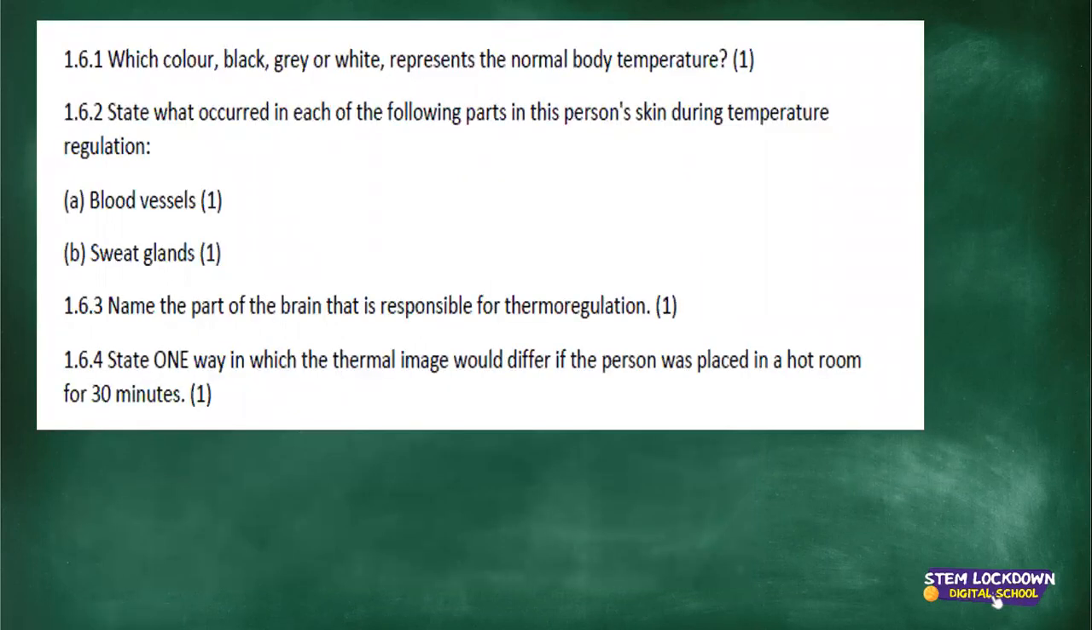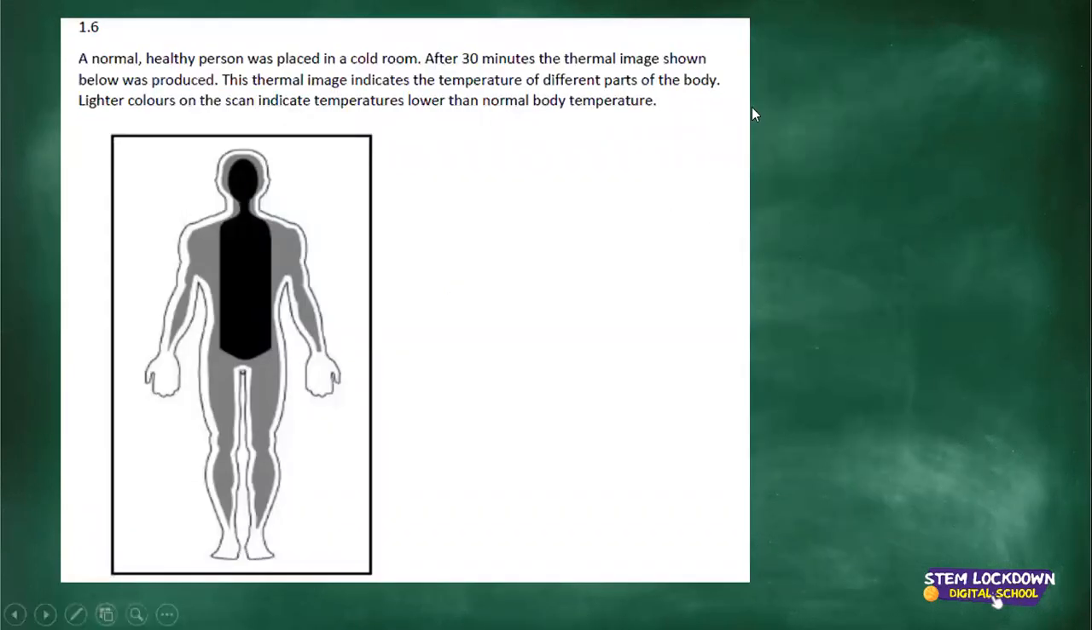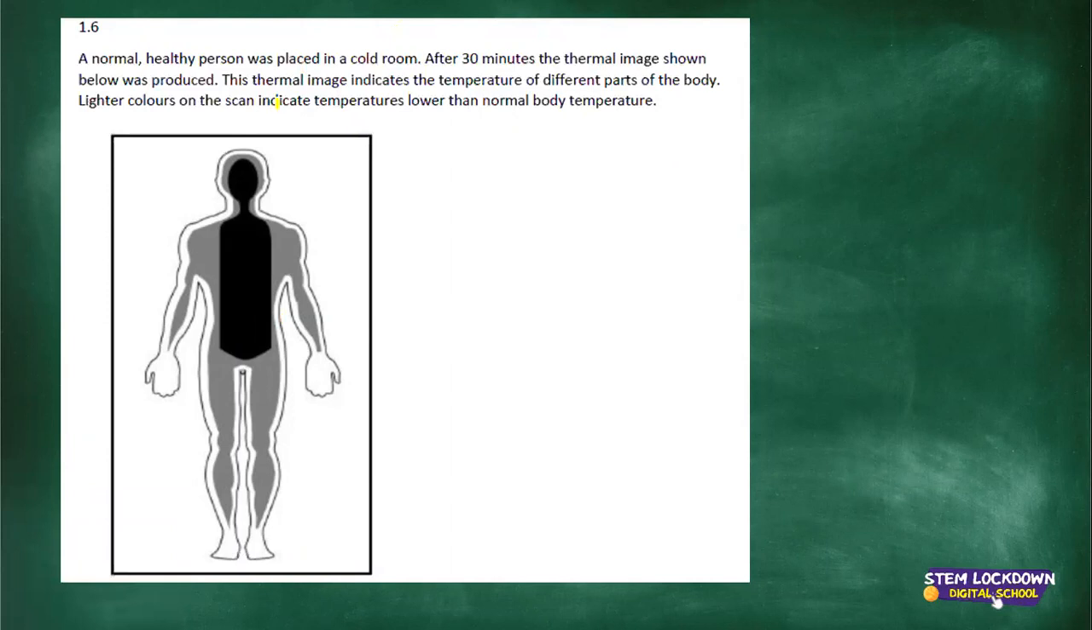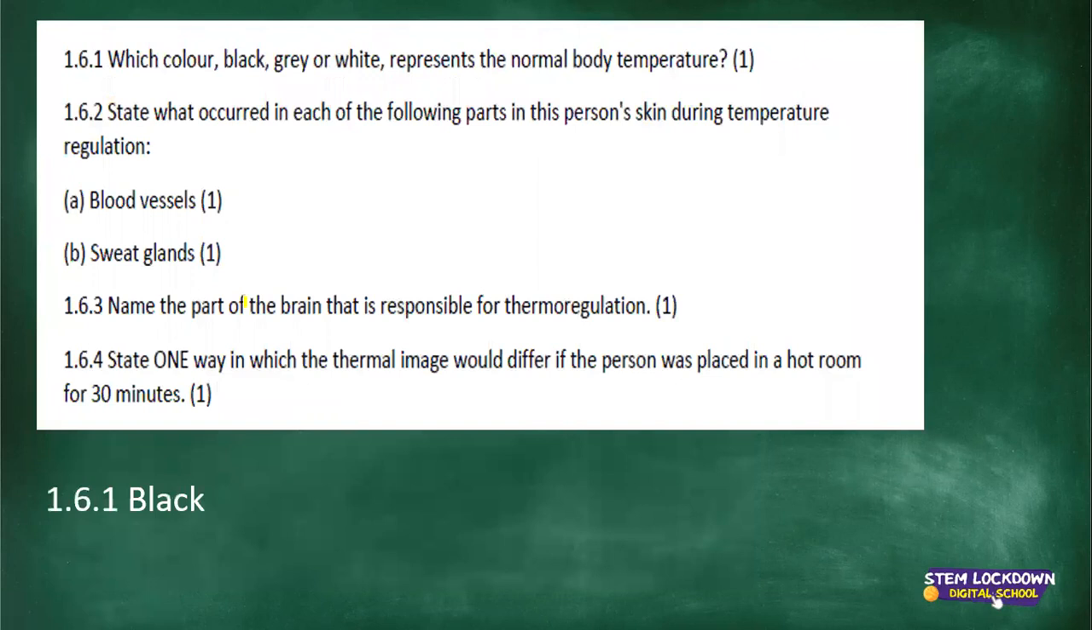Question 1.6.1. Which color, black, gray, or white, represents the normal body temperature? We come to the image again, and we read the information provided to us. Lighter colors on the scan indicate temperatures lower than normal body temperature. So the normal body temperature is the black. The lighter ones indicate lower temperatures. This one is the normal body temperature, the black.